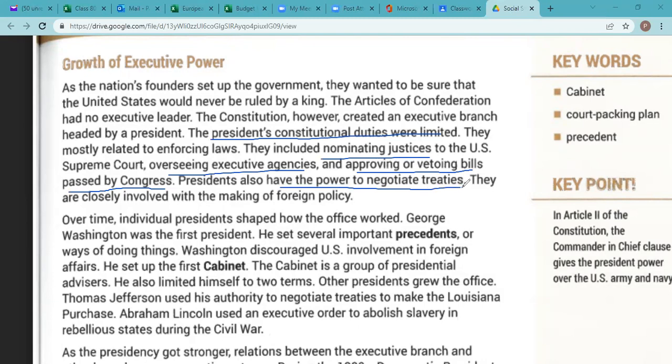And they are closely involved with the making of foreign policy. So, when other presidents or prime ministers or leaders of other countries sit down, as in maybe NATO, for one example, where they have to come together and agree on safety, peace measures, global warming, lots of different things to talk about.